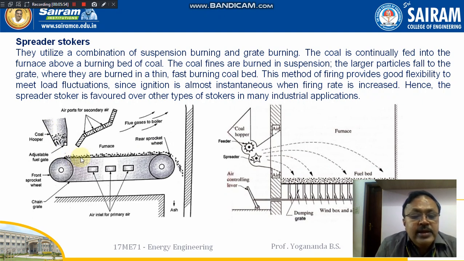The grate has its support on the front sprocket wheel and the rear sprocket wheel. This grate is continuously rotating on these two wheels. The coal is fed at one end, and during its journey it is getting burnt, and at the rear end it will be in the powdered ash form, which is collected in the ash pit.